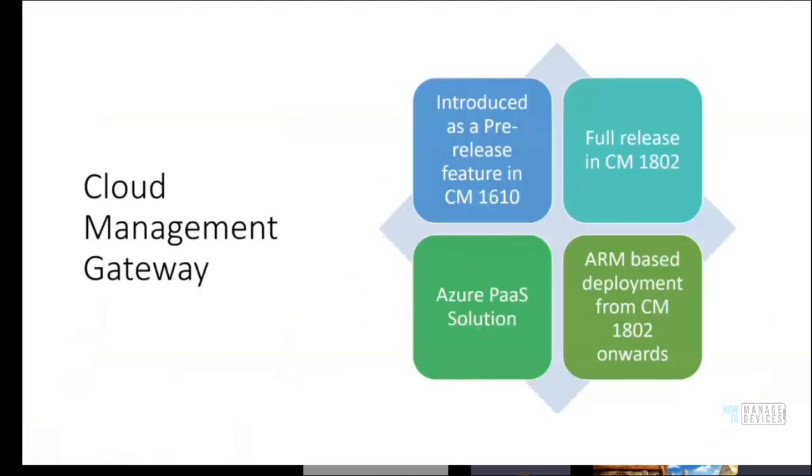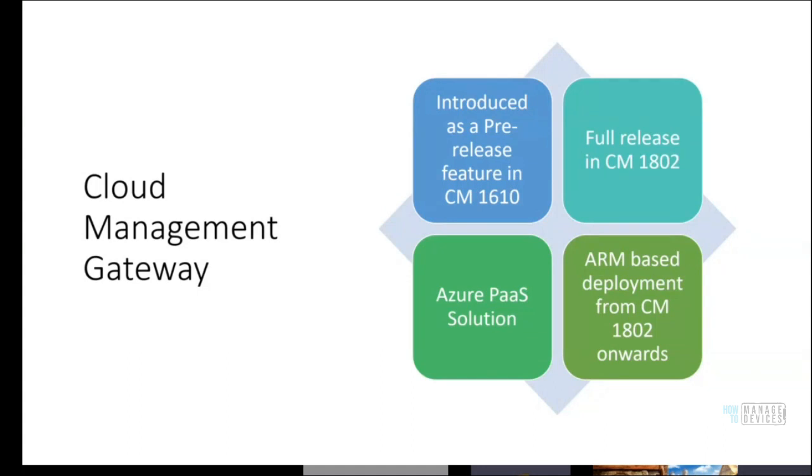Now let's go to the cloud management. So what is cloud management? Cloud management was introduced initially in ConfigMgr version 1610. It was a pre-release feature, and then later it became a full release in CM 1802. By that time, there were a lot of changes from 1610 to 1802, and from 1802 to now, 2002, we see a lot of changes. So Cloud Management Gateway is evolving from its first release to the current version.